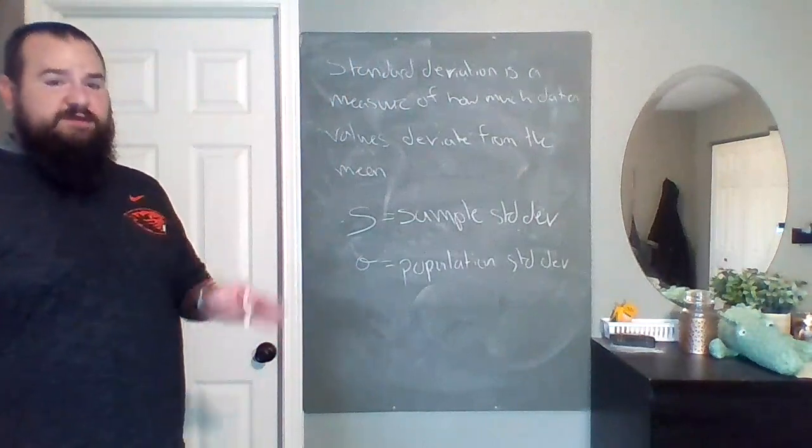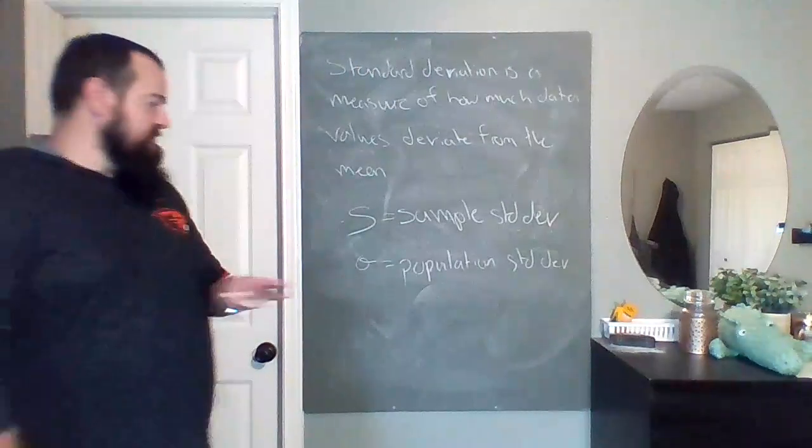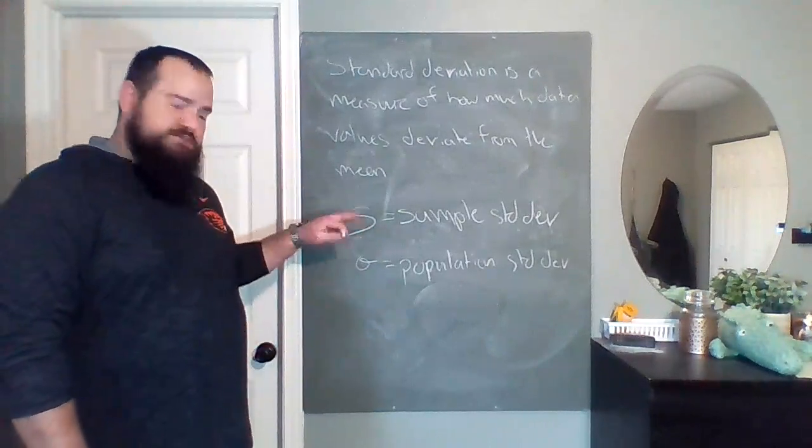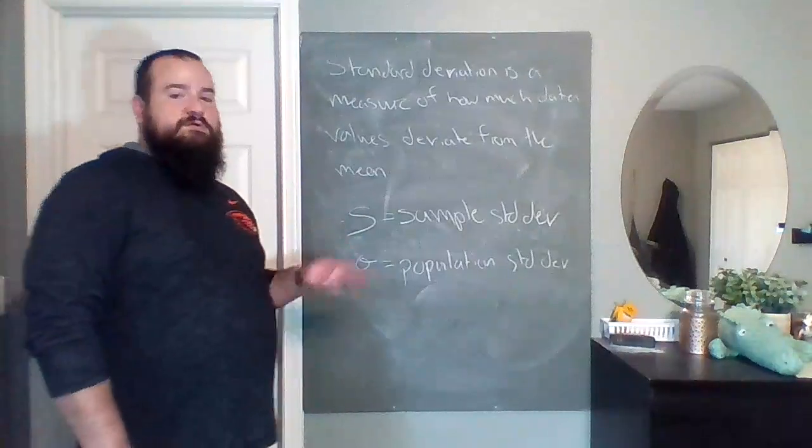When we look at our calculators, and if you look at the next video, you're going to see this. It's going to represent these. It's going to say S, x̄, and sigma x, but it's still just S and sigma. Okay? So make sure you keep that really clear.